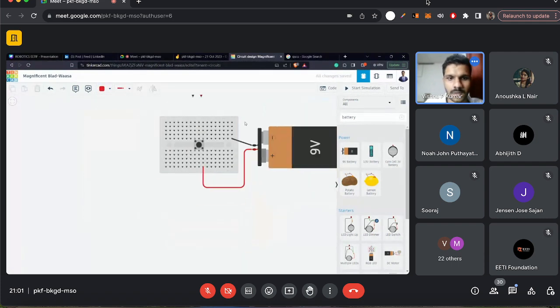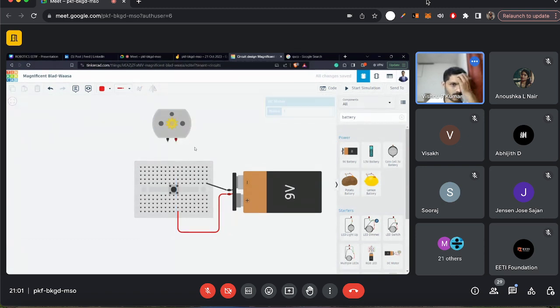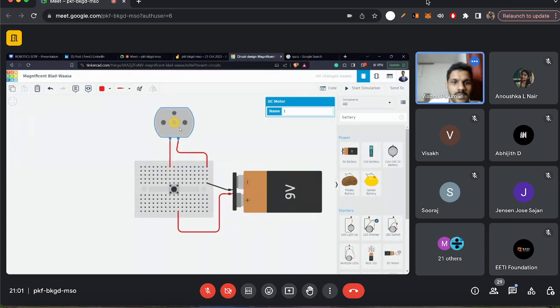Now I'm connecting the motor, there is no polarity, you know, right? The other pin I'm going to connect to this rail. This one is being connected to this one. It's exactly like the circuit which we have built before.